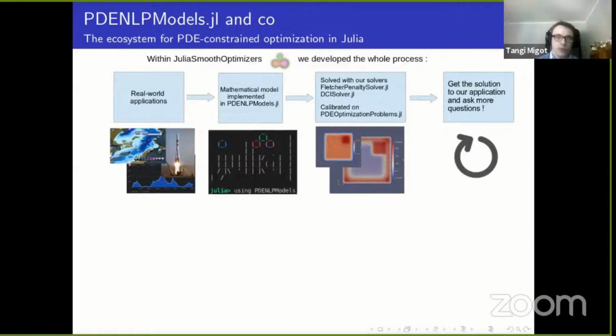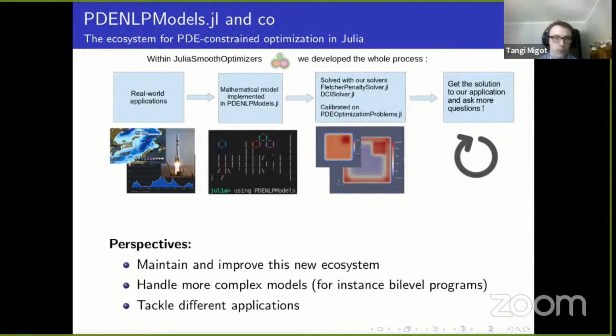To sum up in a few words, we built here a complete ecosystem for PDE-constrained optimization in Julia. So given a real-world application modeled with differential equations, one can implement the model with PDENLPModels.jl and then compute the solution with any of our solvers. And the resulting solution can then be printed and analyzed to learn more on the application.